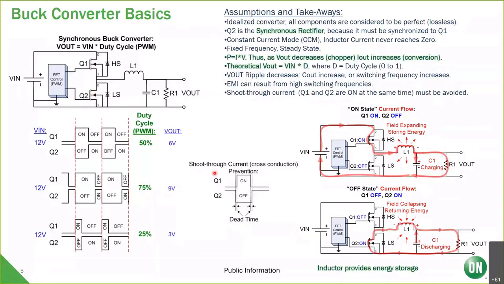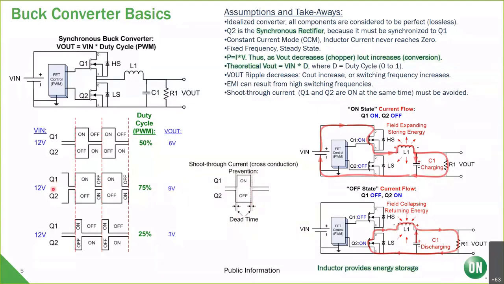However, you never want to have both Q1 and Q2 turn on exactly at the same time because that causes what's called shoot-through current or cross-conduction. You want to prevent that because that's basically a short between V in plus and minus. So you insert these dead times. When Q1 goes on, you turn Q2 off maybe just before that. And likewise, when Q1 goes off, you turn off Q2 a little bit afterwards.